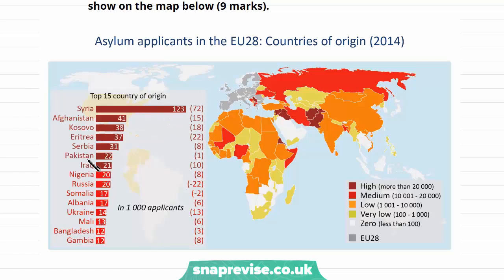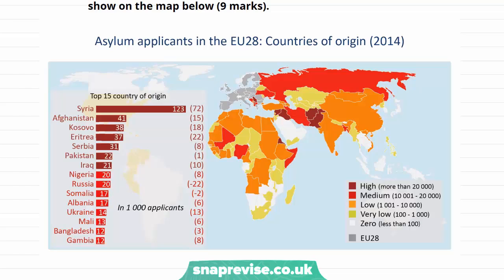A lot of the countries at the top are in relation to civil war and other political instabilities, such as Afghanistan, Kosovo, Eritrea, but also we have other countries that are high on the asylum applicants list, and this relates to other political instability such as countries like Somalia as well.